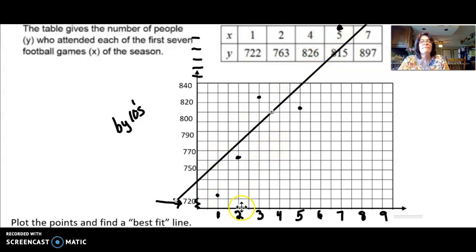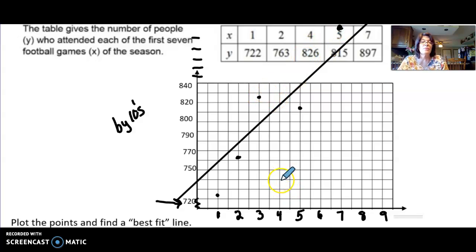I like this line. Okay, I'm not hitting any of my points, but I have 2 points above, 3 points below. But in general, I'm kind of ignoring this first point a little bit, and in general, that seems to be the slope. I'm going right down the center of the second, the third, the fourth, the fifth game. Okay. Anyway, I feel like that's the best line. Then what you do is you find 2 points on the line. I'm ignoring the data points now.